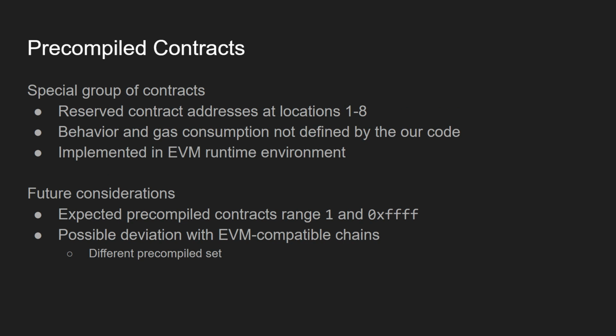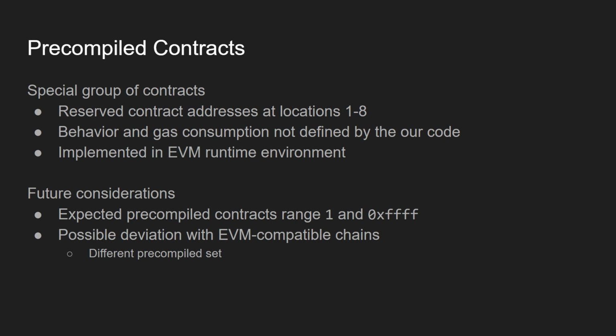And the last title and topic for our article overview is precompiled contracts. That's a special group of contracts with reserved addresses at locations 1 through 8. Here I'd like to point out that 8 is also included. It's not like when we were programming and the last number in the range is not included. Here we literally have 1, 2, 3, 4, 5, 6, 7, and 8. 8 addresses that hold our reserved contracts.